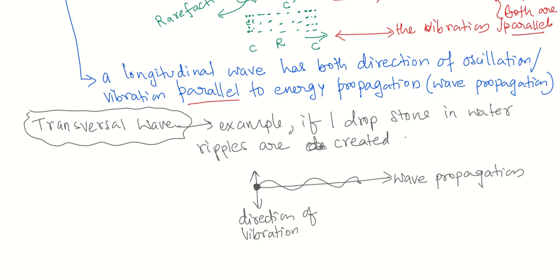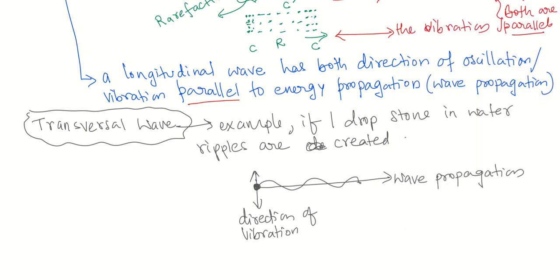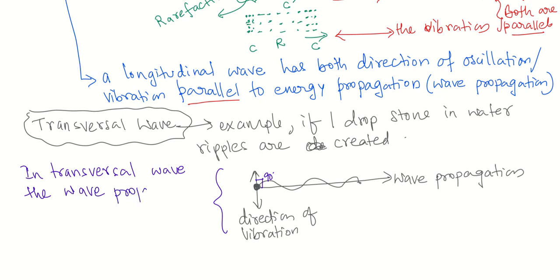So if you look at both, you will see that both are perpendicular, 90 degrees. So in this case, in a transversal wave, the wave propagation is perpendicular to vibration.